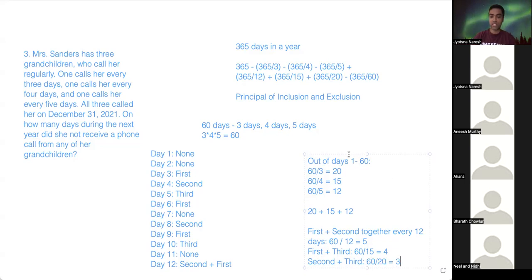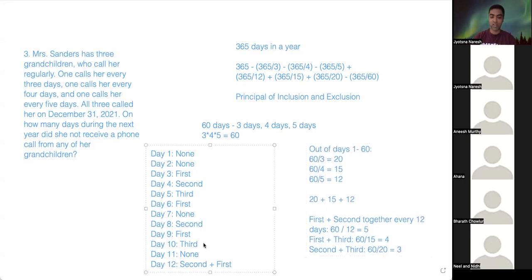So now we've covered the days that first and second call together, first and third call together, second and third call together. So these are the ones we've counted twice. So we can take 20 plus 15 plus 12, subtract out these pairs. Does this give us the right answer? No, because we double counted 60. Did we double count it, or what is it now? How many times is it counted? Oh, triple counted it. Close.